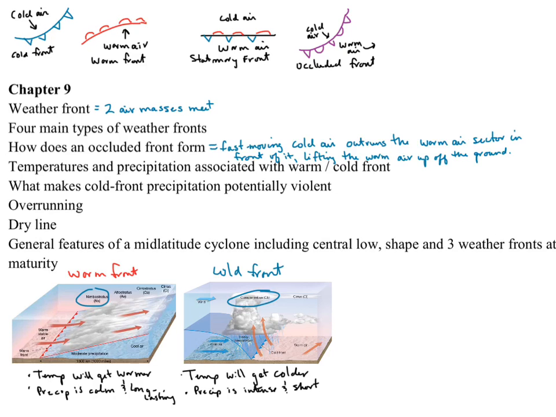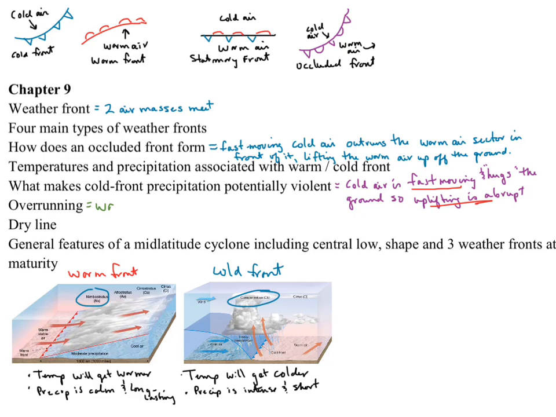So what makes those cold fronts potentially violent? One is that cold air is moving very fast, and the other is that the cold air is hugging the ground, so it has a very abrupt transition zone, not much of a slope at all.